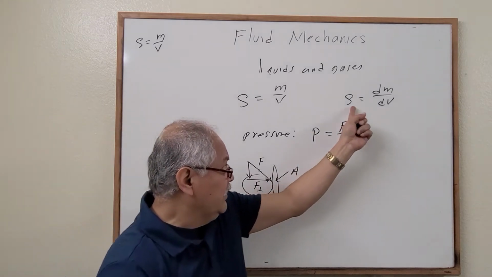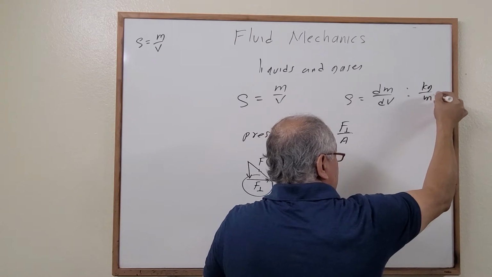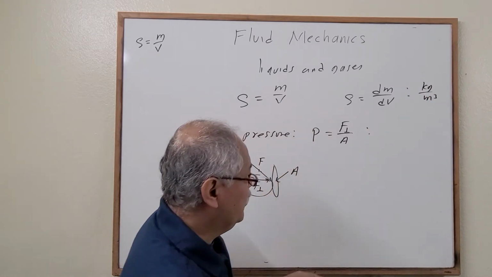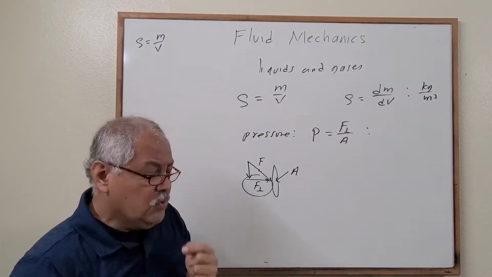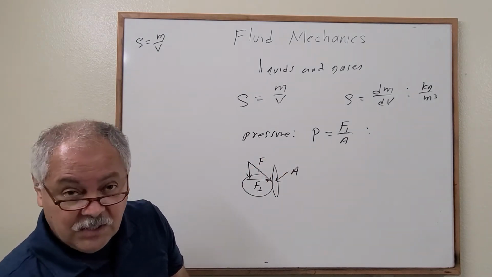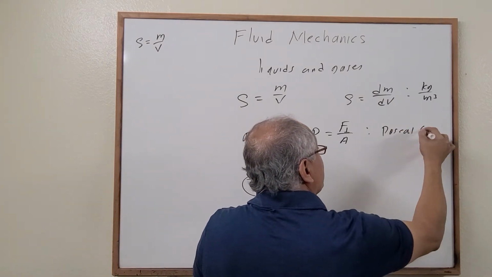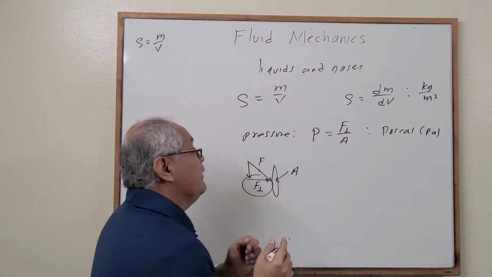The unit for density, as we know, is kilograms per cubic meter. What about the unit for pressure? The unit for pressure we can use in the metric system is the pascal. The name is Pascal, Pa. That's one of the units for pressure.